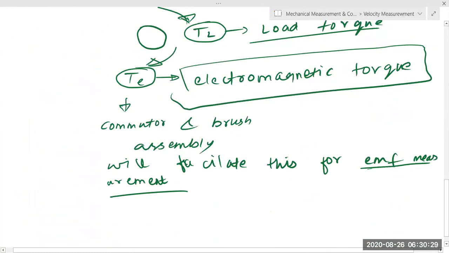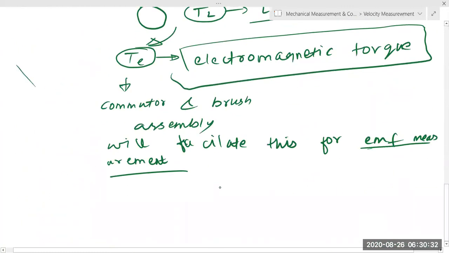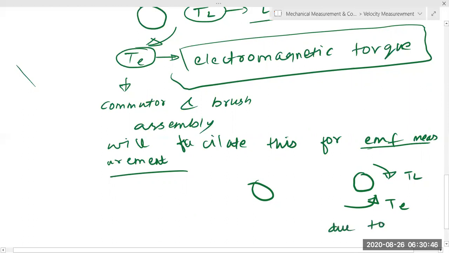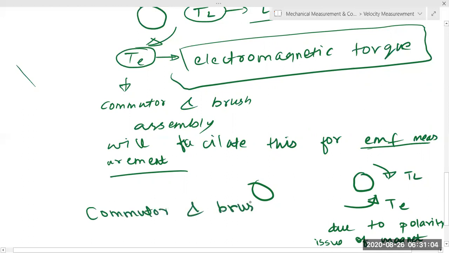But what I'm saying is, if the load torque and the electromagnetic torque reverse their direction, due to polarity issue of the magnet, then what is the function of commutator and brush? Commutator and brush will also help reverse the polarity. This is the basic function.